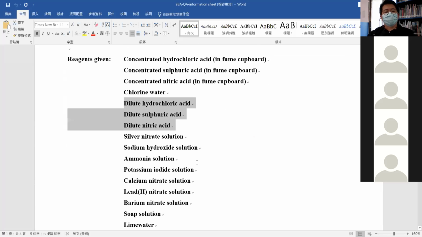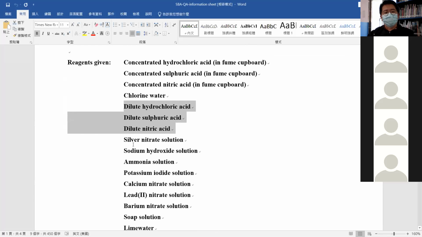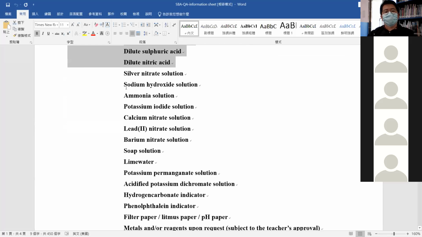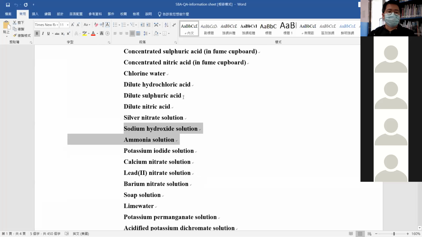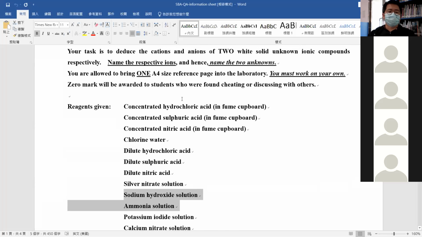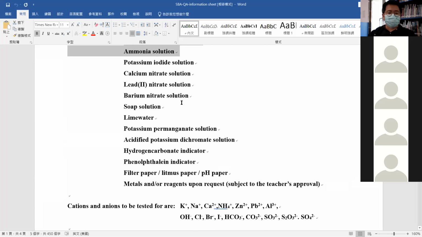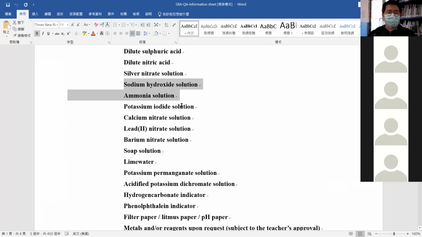And we have some other testing agents, just like chlorine water, silver nitrate solution, sodium hydroxide solution, and ammonia solution. You know that the last two are very important for you to determine cations, for example those which will not give any easily observable flame color. Of course, I will ask you to do the flame test. You can also try the flame test. It's time to compare theory and practical sense and try to see how difficult it will be.